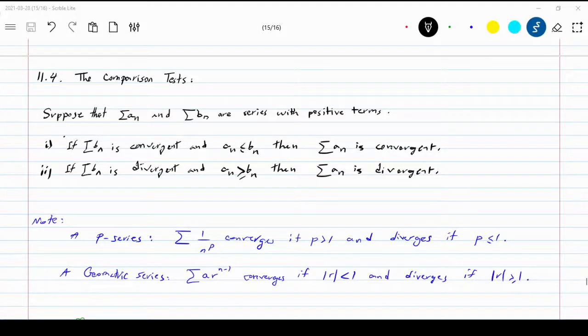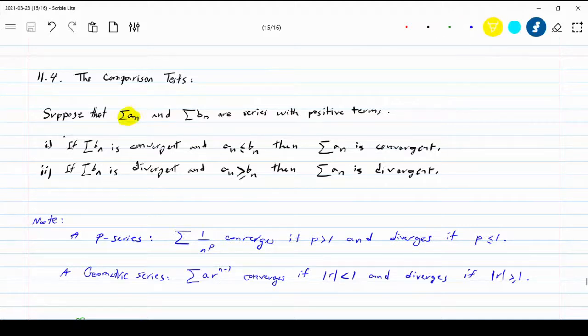Welcome back. Let's continue on Chapter 11, Section 4, the comparison test. It's another way to discuss the convergence or divergence of a series. So let's just get into it.